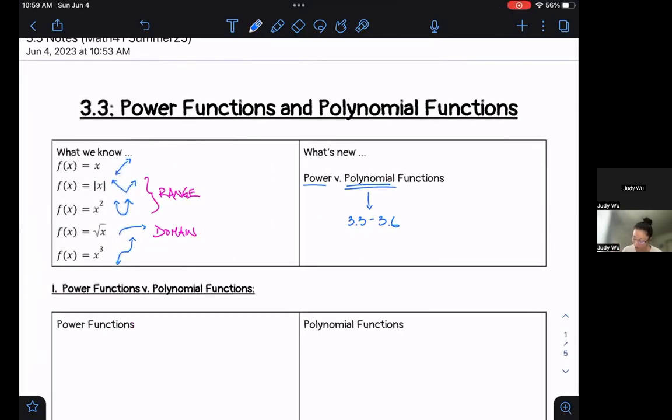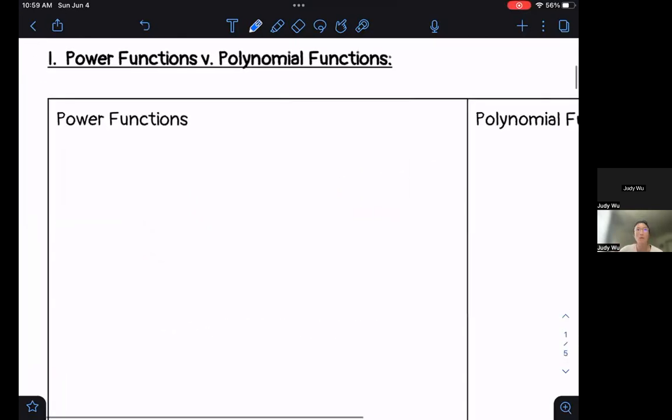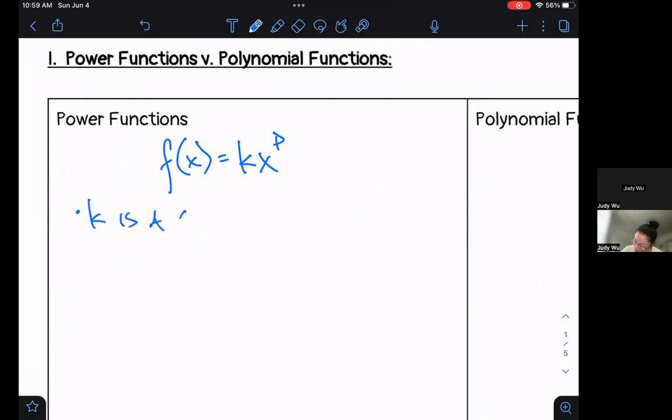All right, so let's jump into this first part where we distinguish between power functions and polynomial functions, right? So it turns out that a power function is something of this form. F of x equals kx to the p, all right? And here's what these letters mean, okay? K is a coefficient. It just means it's a number in front of the x to the p. It could be 1, all right? It could be 2, it could be a half, doesn't really matter.